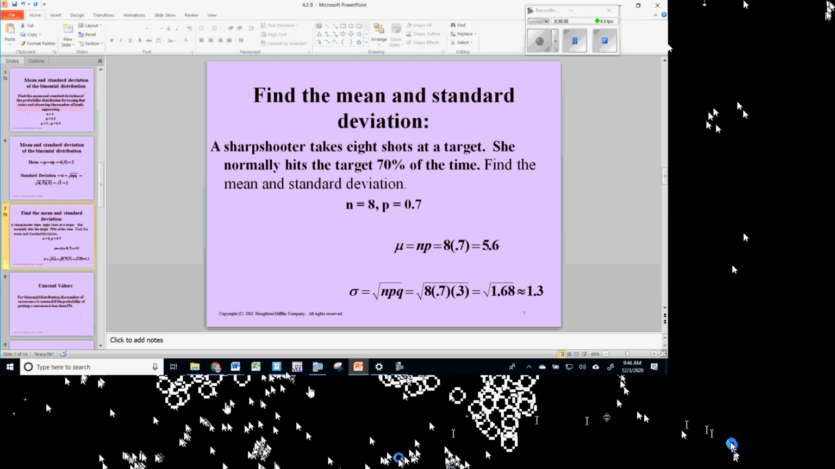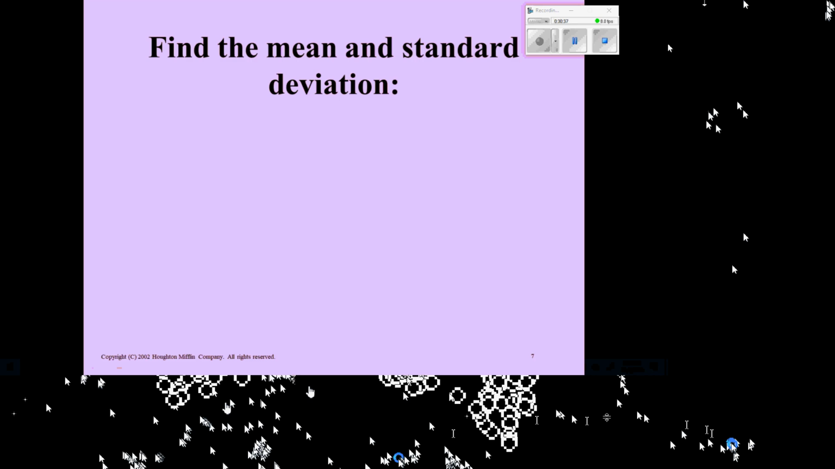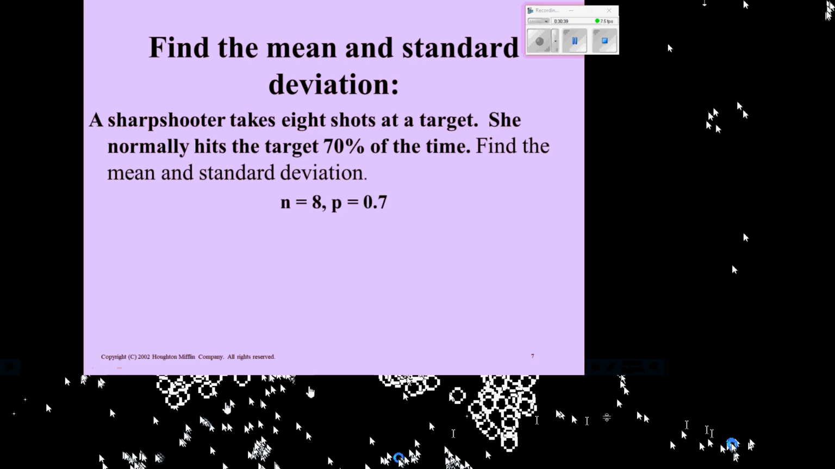So we looked at that one, okay? So you can see what this allows us to do: we now have a probability distribution where, if we have a sharpshooter taking 8 shots who hits the target 70% of the time, what's our mean and our standard deviation? You're just going to be plugging them into our formula.